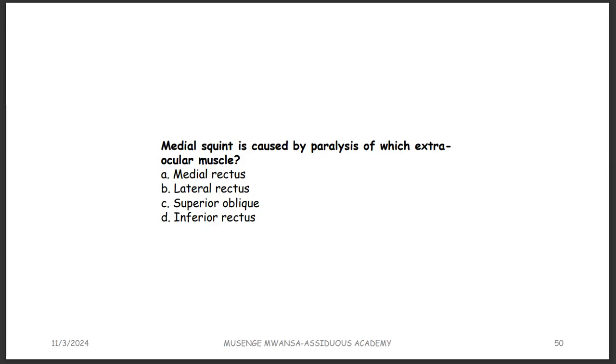Medial squint is caused by paralysis of which extraocular muscle? Medial rectus, lateral rectus, superior oblique, inferior rectus. Anyone that can say something? Lateral rectus. Anyone that wants to say something else, or who wants to agree, or maybe tell us what medial squint means in the first place.